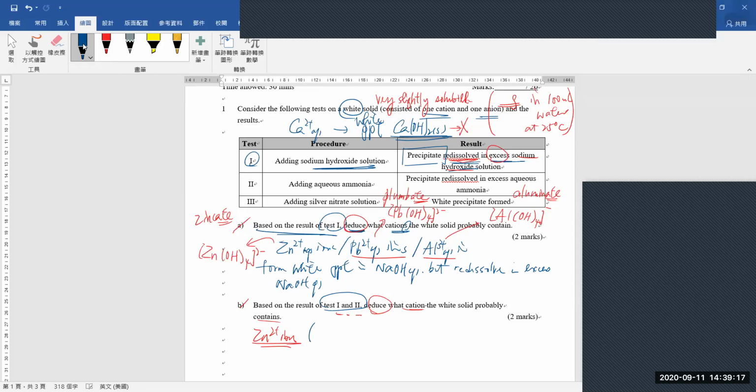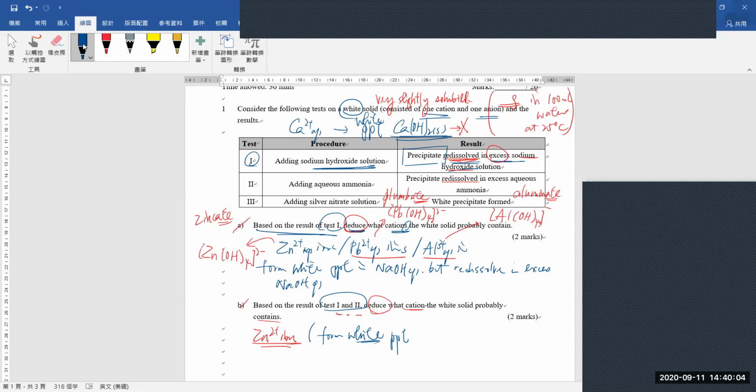Zinc ions produce a precipitate with both sodium hydroxide, in small amounts, and aqueous ammonia. And both of these precipitates will redissolve in excess amounts of the two reagents. That's the only cation that can do that. Why not copper? Copper 2 is not the case. If I suggest it as copper 2, can it be the case? No, not really. Why not?